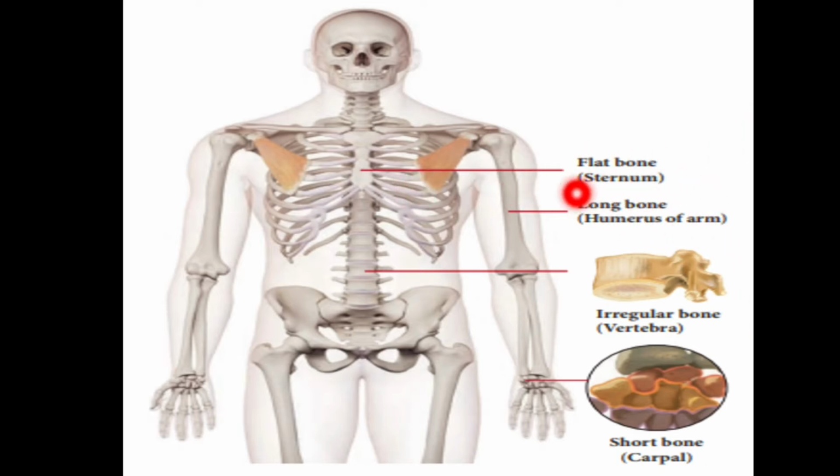Flat bone, that is the sternum. Long bone, that is the humerus of the arm. You can see here, this is the long bone. Then irregular bone, that is the vertebra. So this is the irregular bone, and the short bone, carpal.